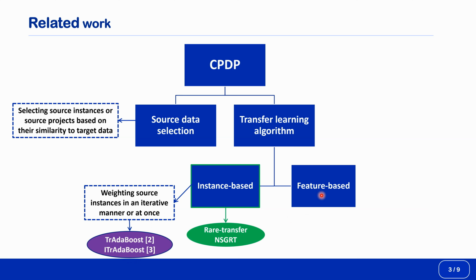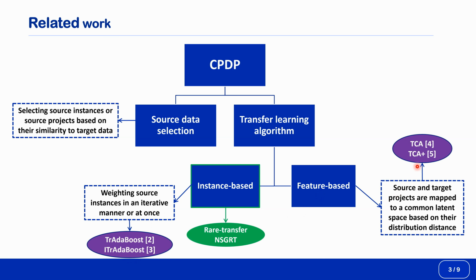In the case of feature-based transfer learning, one of the most famous approaches in CPDP is TCA+. This model combined data normalization and the TCA algorithm, in which source and target projects are mapped to a common latent space based on their distribution distance.